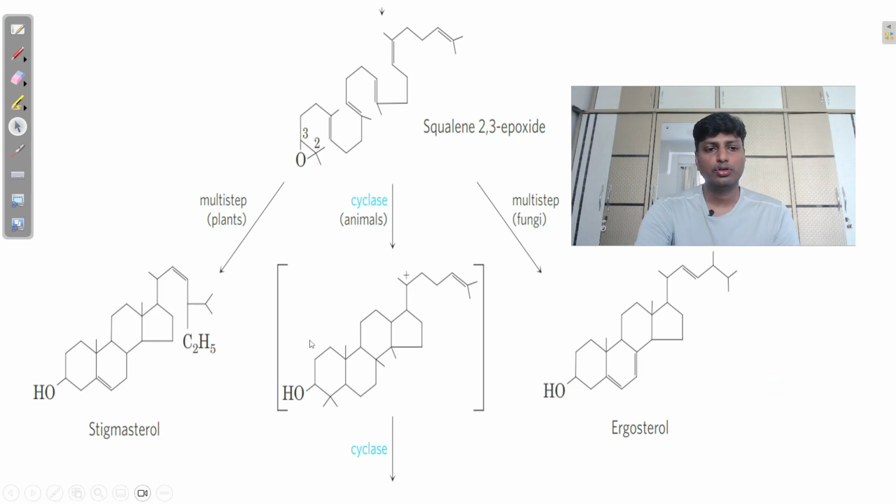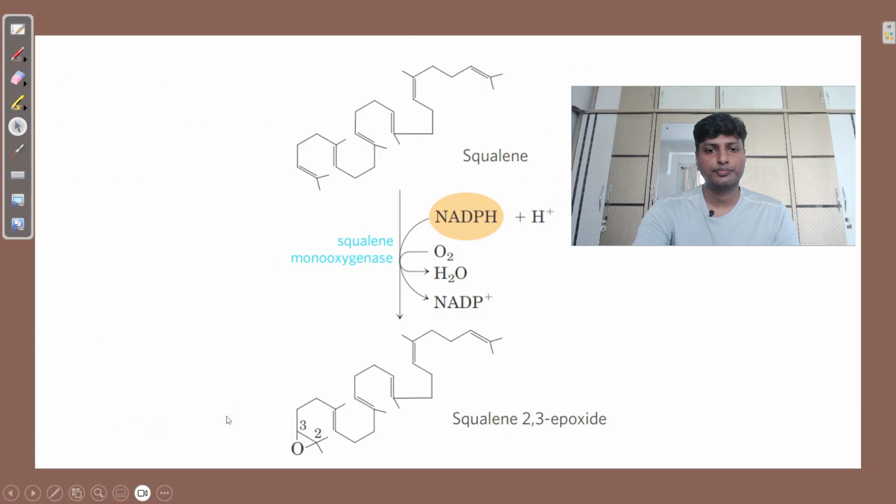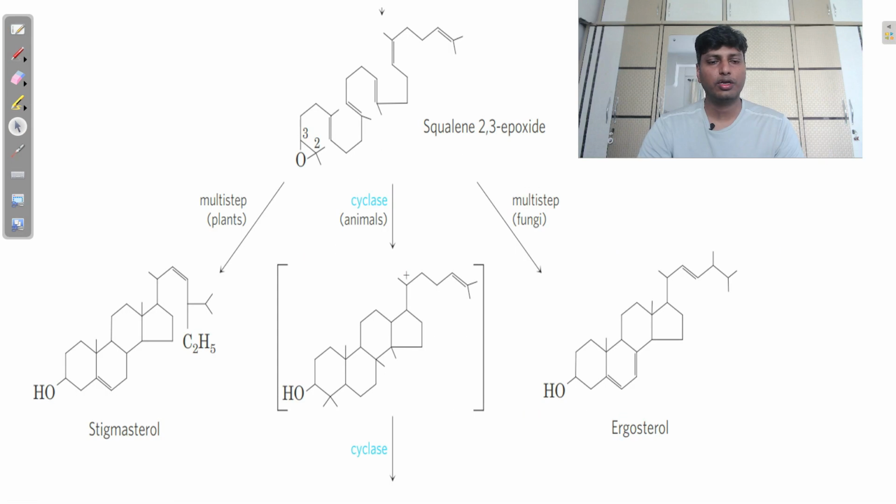And also you need to remember that once the oxygen has been added, there is a characteristic placement of this double bond. What we should know is the cholesterol structure has got these double bonds, and because of the presence of these double bonds, there is a particular cyclization of these structures. So ultimately this squalene 2,3 epoxide will be converted to stigmasterol in case of plants, or it will be converted to lanosterol in animals, or ergosterol in fungi.